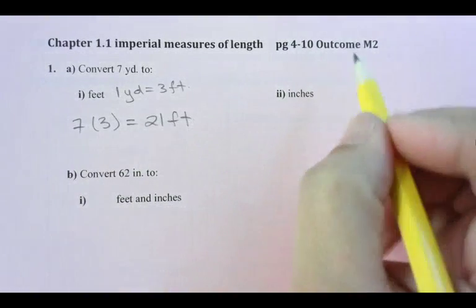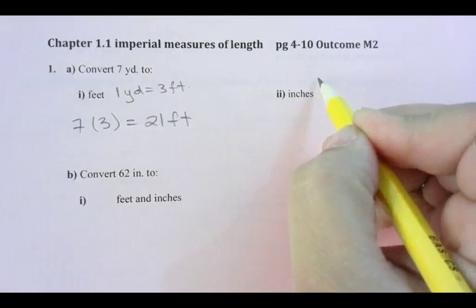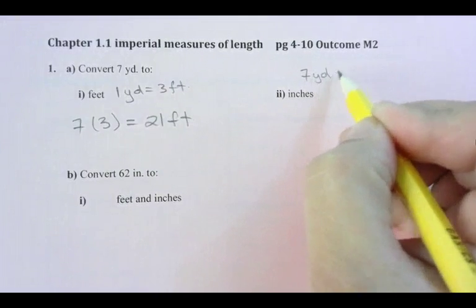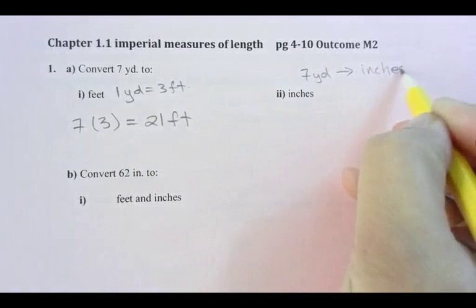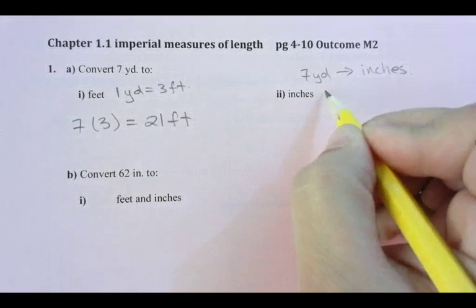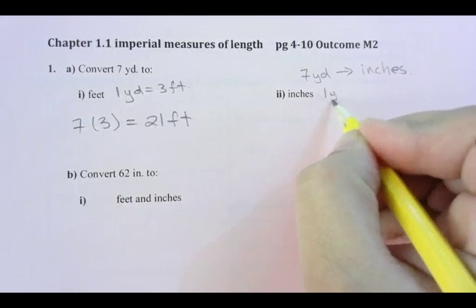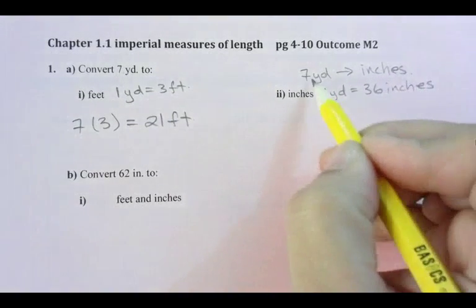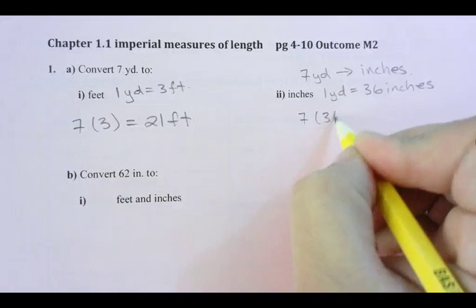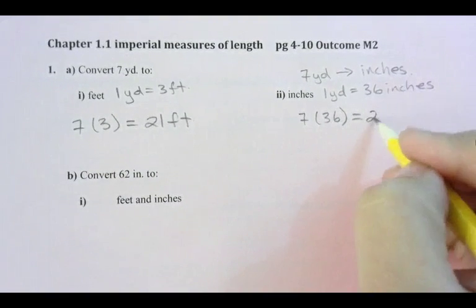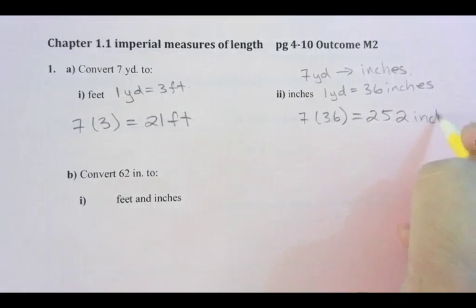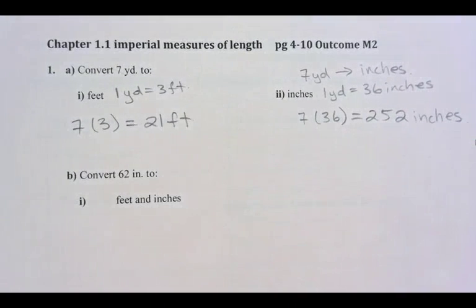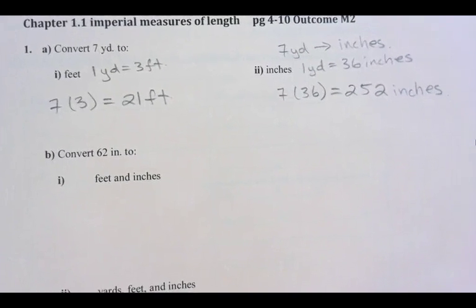Okay, now if I have 7 yards and I want to convert 7 yards to inches, what am I going to do? Well, how many inches in 1 yard? 1 yard equals 36 inches. So what am I going to multiply 7 by? 36. So what does that give me? 252 inches.